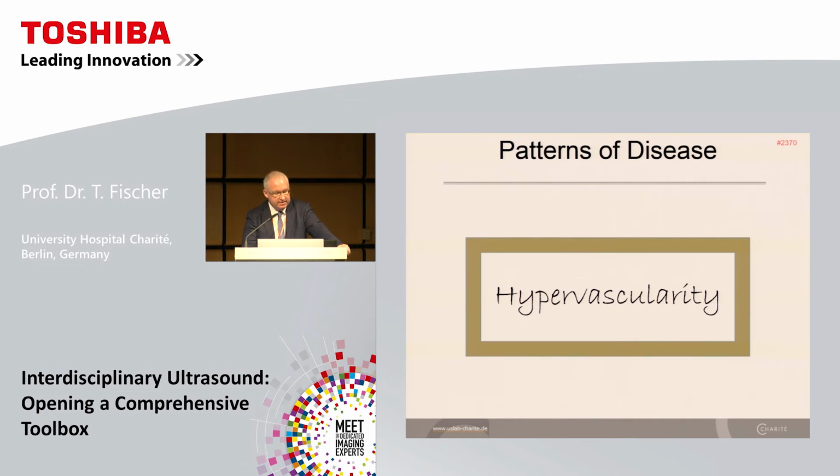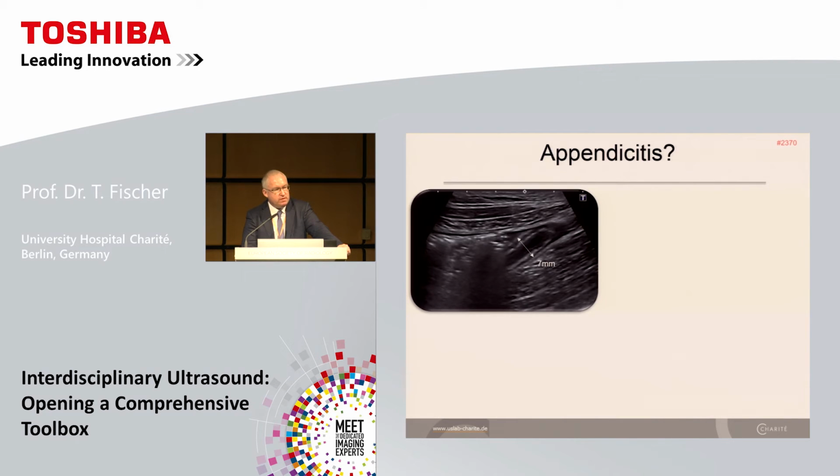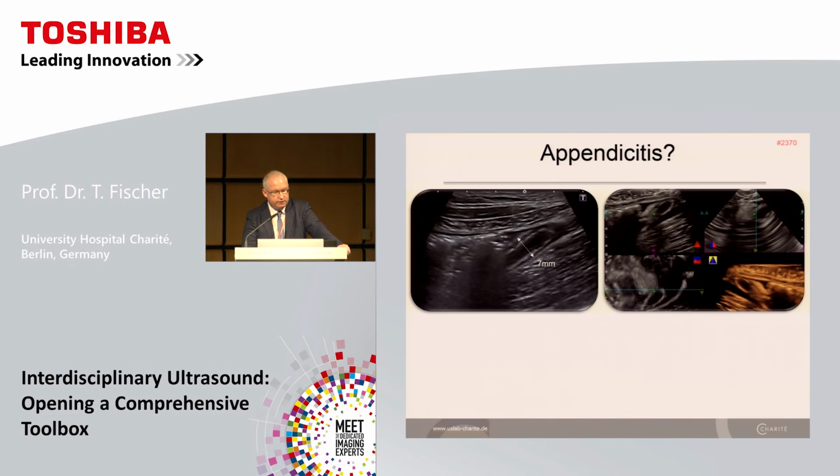Next pattern of disease, hypervascularity. Sometimes we have trouble making a decision: is this an appendicitis, yes or no, especially if you have a diameter of 7 millimeters like in that example. And of course, then we have to use additional information. Starting first with 3D evaluation, you see clearly there's free fluid first.